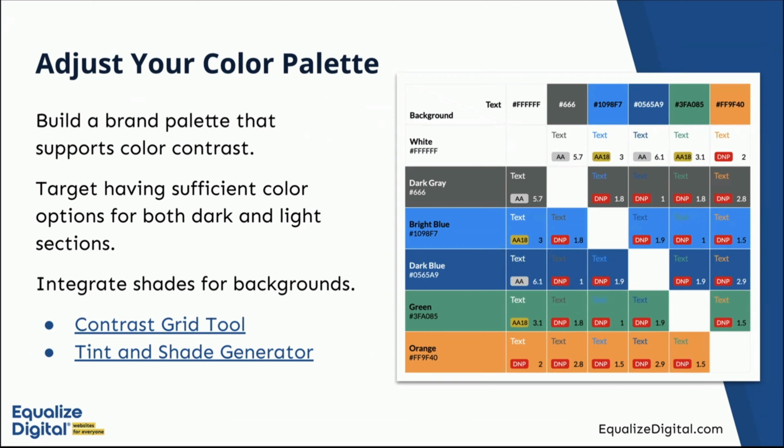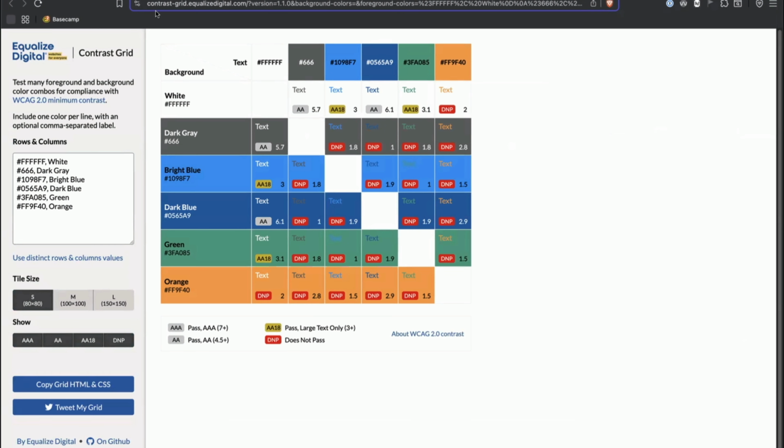Another big thing to look at is making sure that you adjust your color palette. I have a screenshot up here of our contrast grid tool, which I'll just go show you. You can find this if you go to contrast-grid.equalizedigital.com. And what this does is it allows you to put in all of your colors that you're using, and then it will overlay them on each other and it will say whether they have a AA, a AAA, only a AA for large, so it needs to be 18 pixels and bold, or 20 pixels and bigger, or it does not pass color contrast at all.